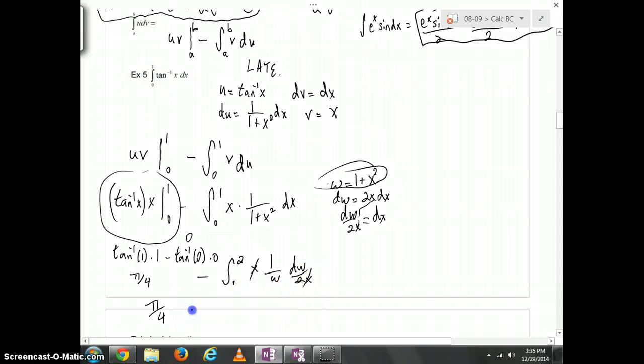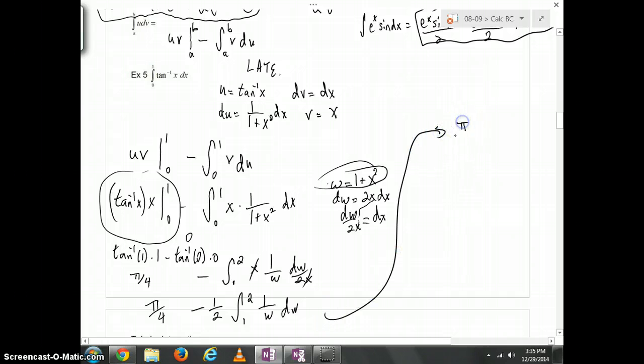But I'm going to bring out a 1/2. And then we can say we're going from 1 to 2 of 1 over w dw. At this point, let's just continue off to the side. The antiderivative of 1 over w is the natural log of the absolute value of w, but everything is positive on the inside, so I don't even need the absolute value around that.